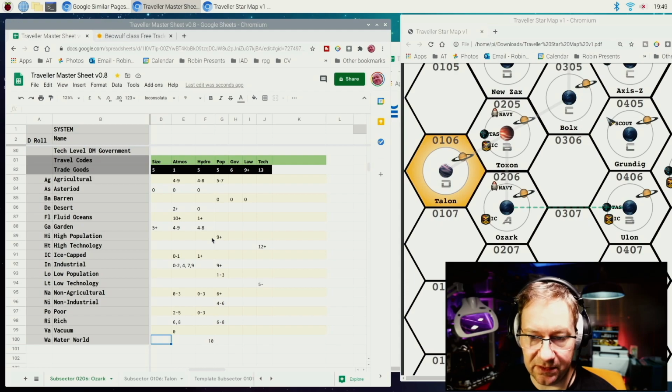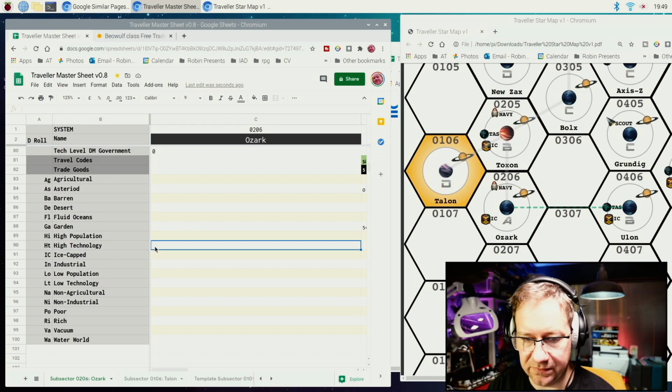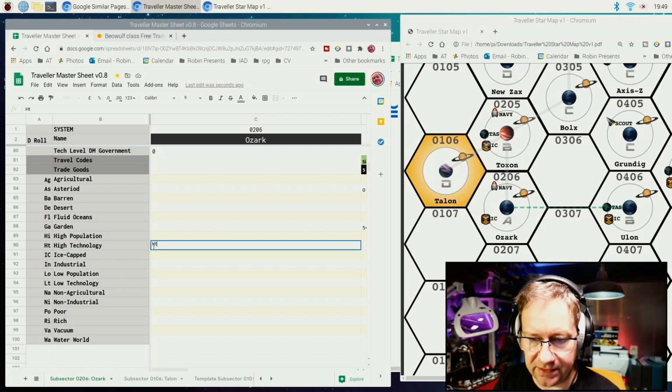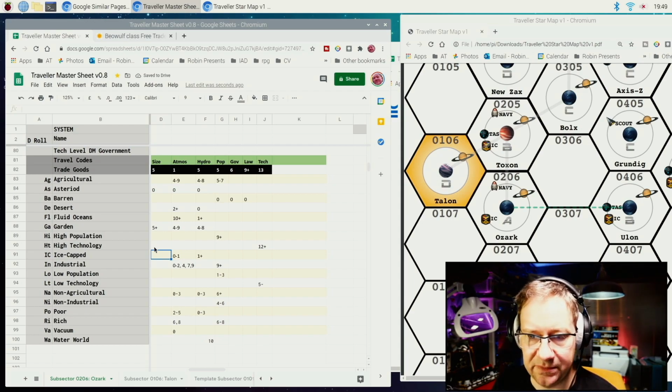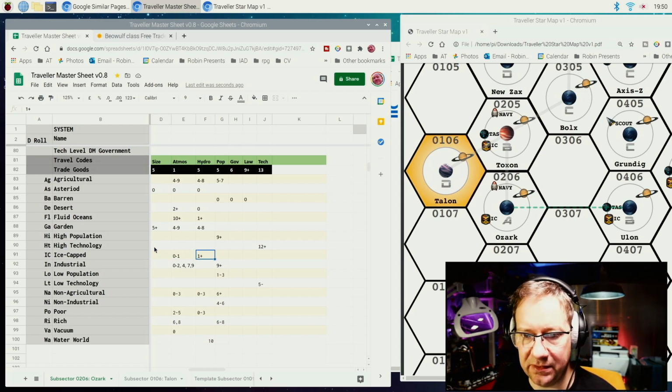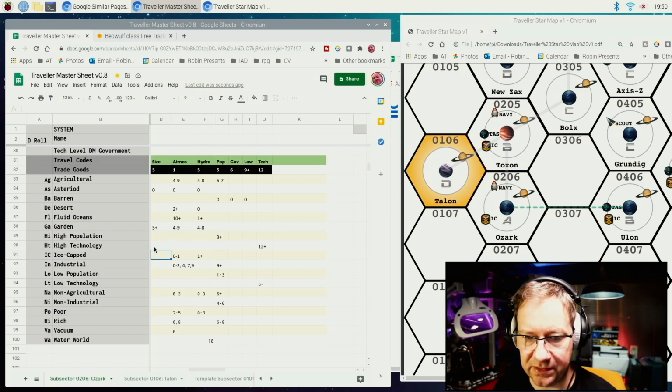High population needs a 9+, no, we've only got 5 here. High tech, so we've definitely high tech, that's great. With the 13 in the level there, we have got high tech, so just put that in there. And then back over to this ice capped. We have 0 to 1 in the atmosphere, and we have 1+ in the hydro, and that's all you need to get ice capped. So looks like we're ice capped.